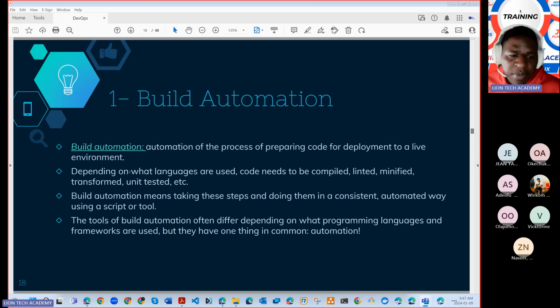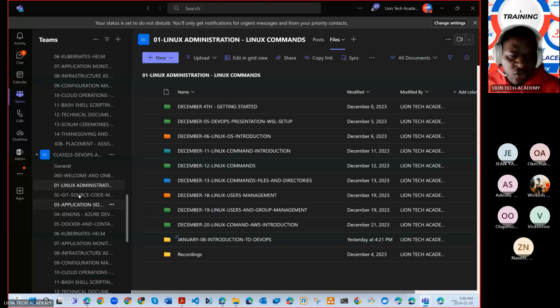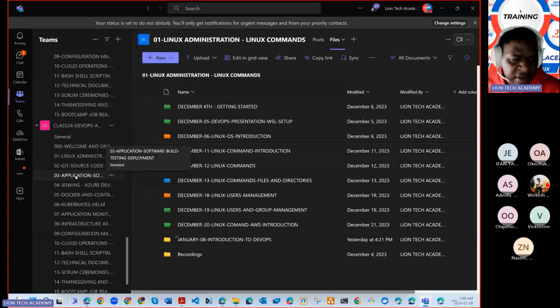In the course of implementing this particular practice, we are going to use tools. What then are the tools that we are going to be studying or that we are going to use to implement build automation? This is the very first time that you'll be hearing about build server. Now, if we go back to your class schedule, see this here, right? This is application build, application software build, testing, and deployment. So right here, we are going to study a tool called Maven, Apache Maven.